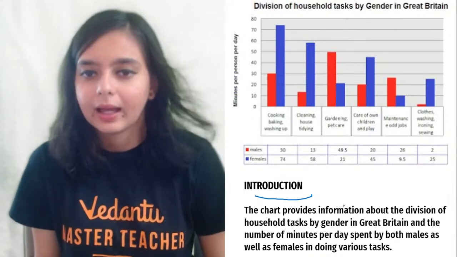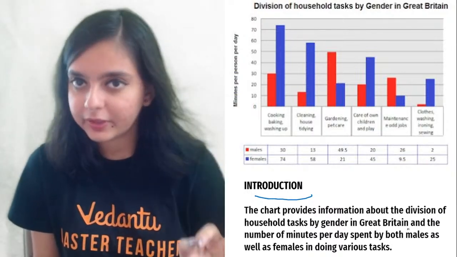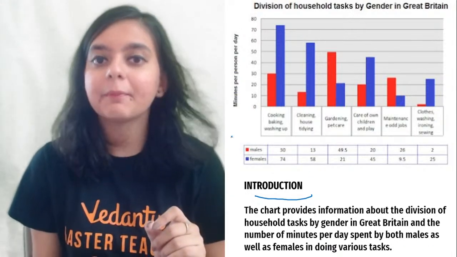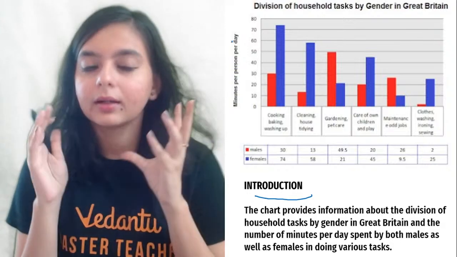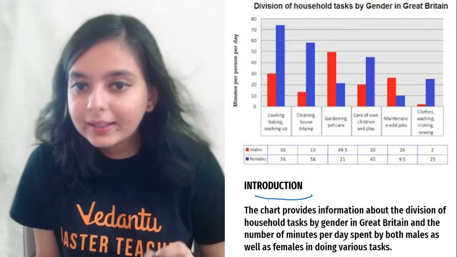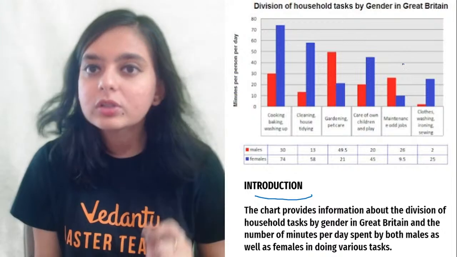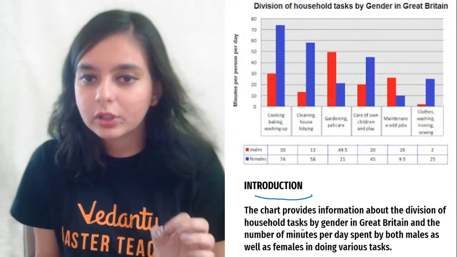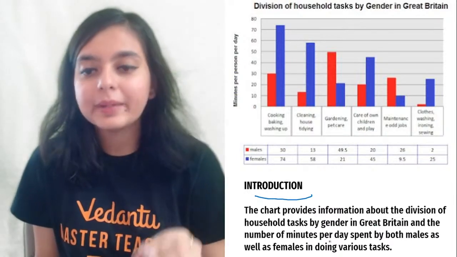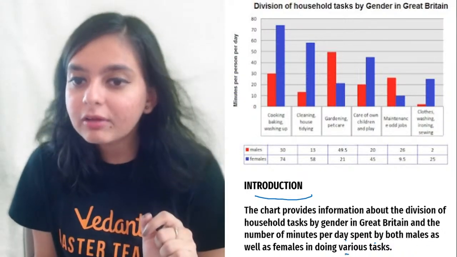Okay. So, the chart provides information about the division of household tasks by gender in Great Britain. Okay, so this is already given to you, and the number of minutes. So, what is this number of minutes? Whatever the chart is informing you, you need to write the entire thing in the introduction part, right? Per day spent by both males and females in doing various tasks.